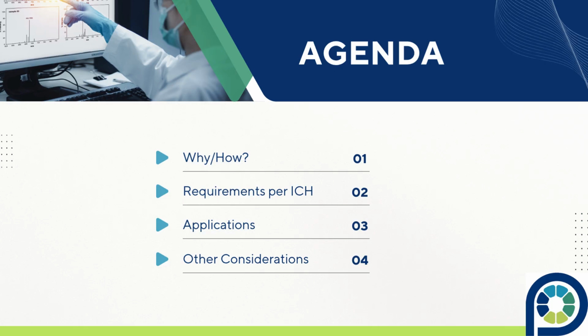First, we will go over why linearity is performed and how it is practically performed in the laboratory. Then we will discuss what the ICH requirements are and how the various types of applications or instrumentation affect your validation range and acceptance criteria. Finally, we will discuss a few things that might need to be considered when developing your linearity experiment for your validation.